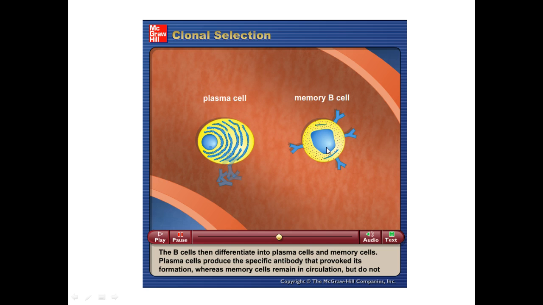They have that particular receptor. But now that we have more of them in our system, because it has seen antigen, the next time an antigen comes in, it's very quickly, hopefully, going to come in contact with one of these memory B cells. And our response is going to be much faster, right?